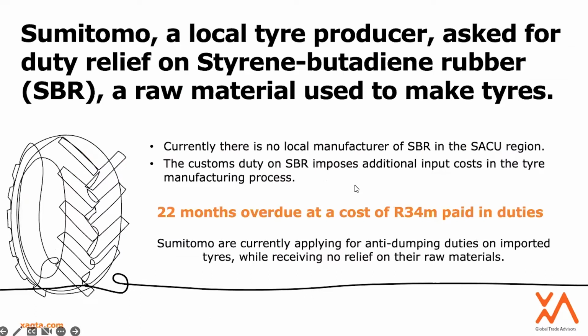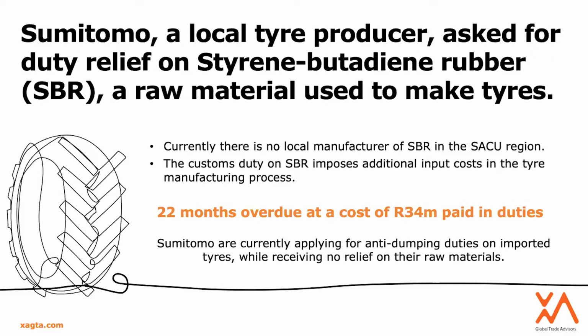So I'm going to give you an example of a particular product here. Sumitomo, a tire manufacturer, applied for duty relief on styrene butadiene rubber, which is a kind of artificial rubber that you use to make tires. In their application, they said there's no local manufacturer of SBR in the SACU region. The customs duty on SBR imposes additional input costs in the tire manufacturing process. That is extracted directly from their application.